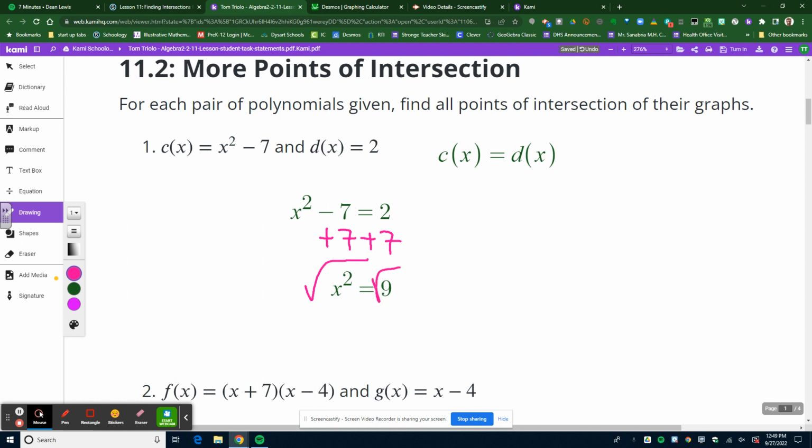Now this is something that many math teachers do not discuss. They just say, okay, simplify. What's the square root of x squared? X. And what's the square root of 9? 3. How many answers is that? 1. How many answers are we supposed to have? 2. All right, so let's not do that. You take the square root of x squared. Remember, we have 2 answers. Okay. What 2 numbers can I square to get positive 9? Positive 3 and negative 3.